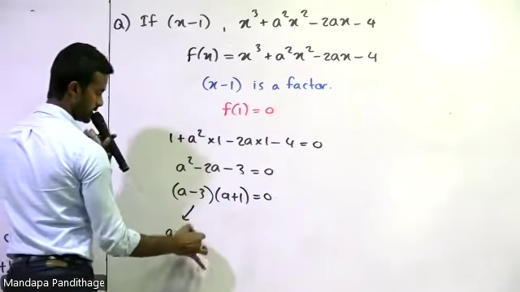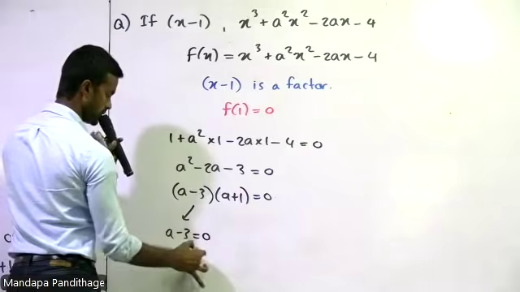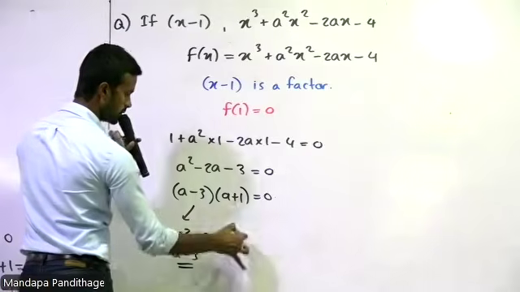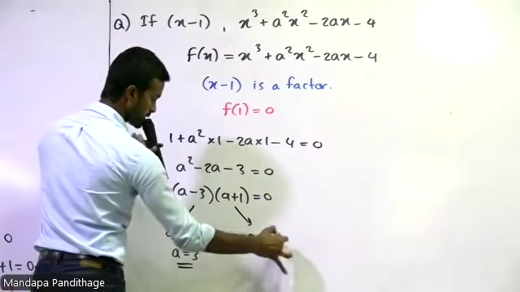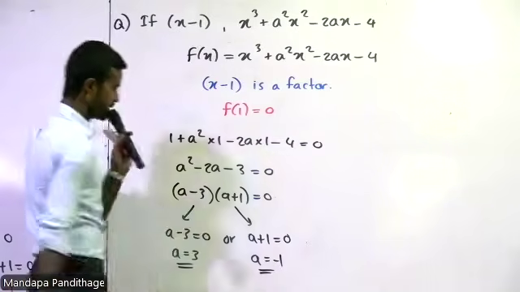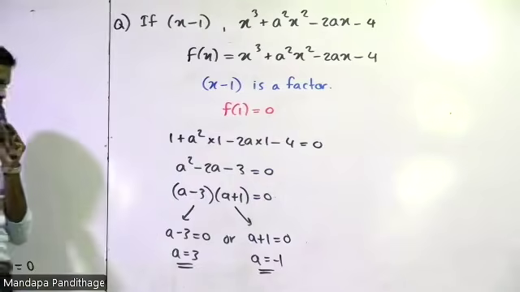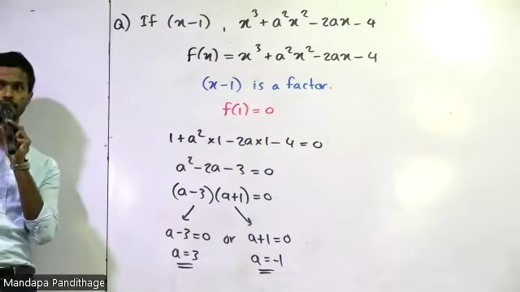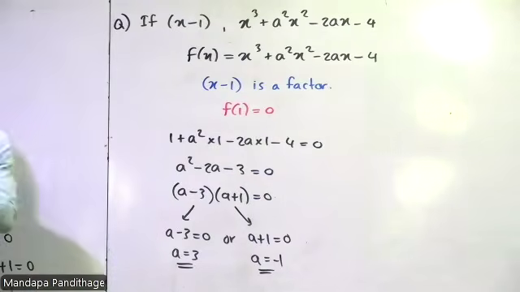Then a minus 3 is equal to 0, so a equals 3. Or a plus 1 is equal to 0, so a is equal to minus 1. Hands up, who got a equals 3 and a equals minus 1? Good. You can get ready to go if you are done.